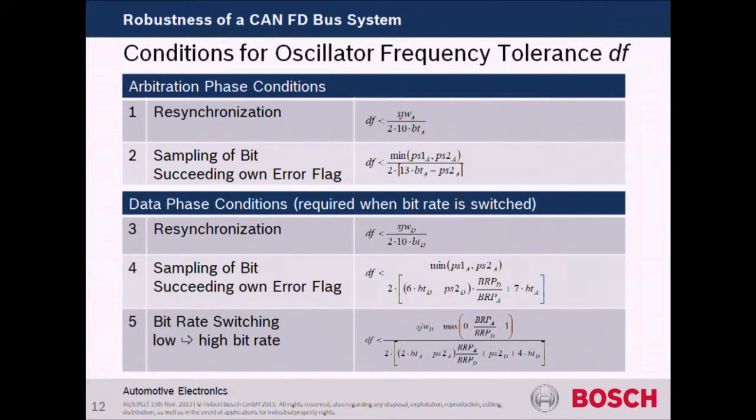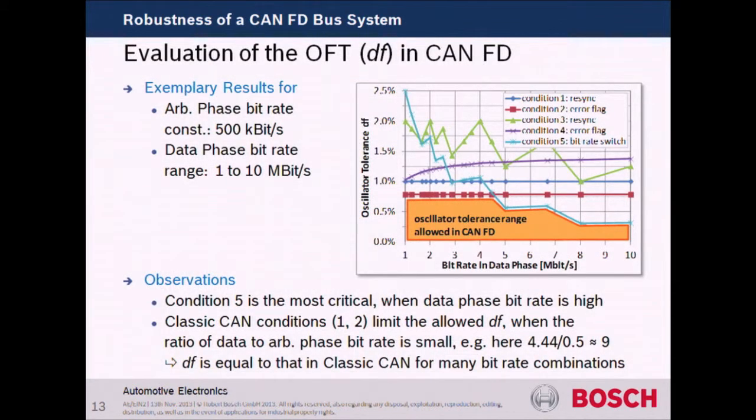So now we are interested in how these 3 conditions affect the oscillator, the allowed oscillator tolerance in KNFT. Does it get worse? Does it get better? What happens? Therefore, I did some evaluation, and I will show here some exemplary results. So we know we have these formulas, and we have to put in the parameters from the bit timing configuration. So we need some bit timing configurations, and I assumed some.